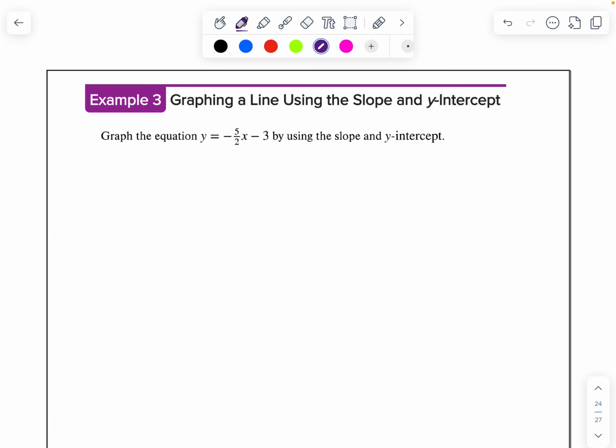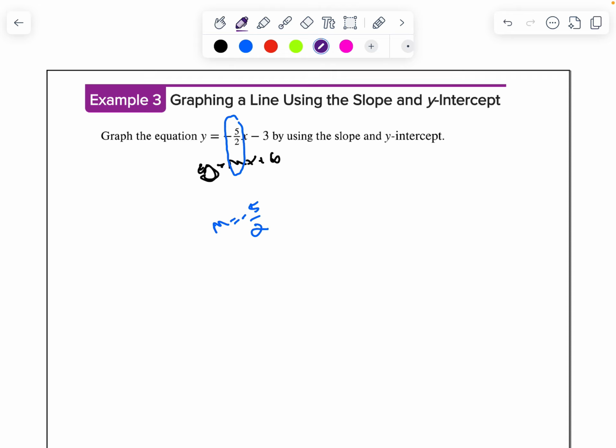All right, same idea. We want to graph this equation using the slope and the y-intercept. The good news is our equation is already in slope-intercept form. It's already in the form y equals mx plus b. So all we need to do is identify our slope and our y-intercept and use those things to graph. I'll use different colors here so that it makes it a little bit easier for you to see what I'm doing. The slope is this item. The slope is negative 5 over 2.